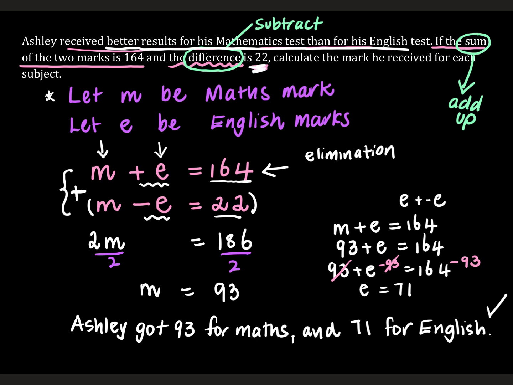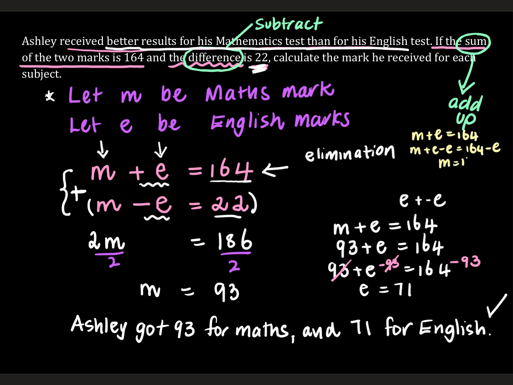Now, I solved that problem using elimination. If I had wanted to use substitution, I would have gotten m plus e equals 164. Maybe I'd take e off both sides.